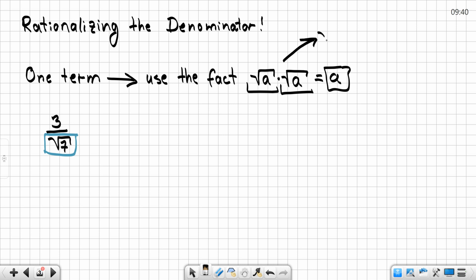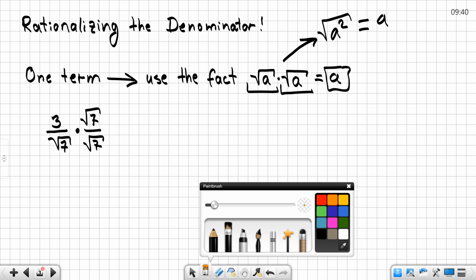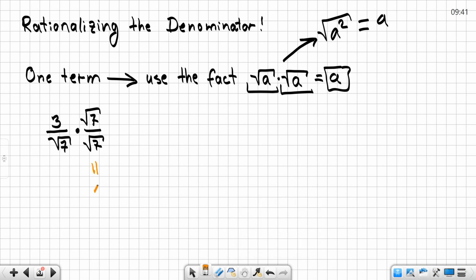If I would go the in-between step and I would say this is the square root of a squared, this is just going to be a if I am talking about positive numbers a. So what I will do right here is this. I will multiply this with the square root of 7 divided by itself. Why can I do this? Because this right here is nothing else but the number 1.